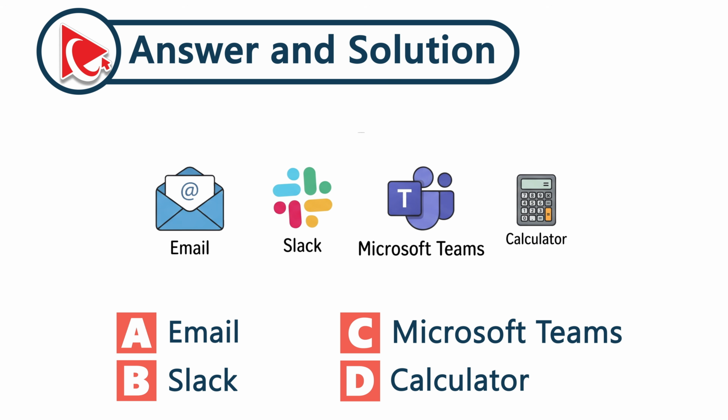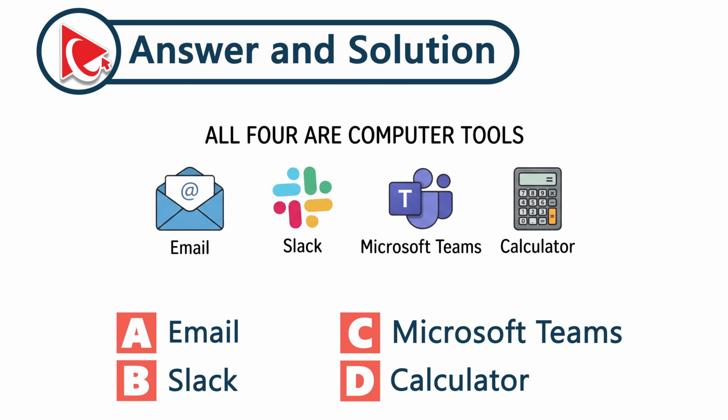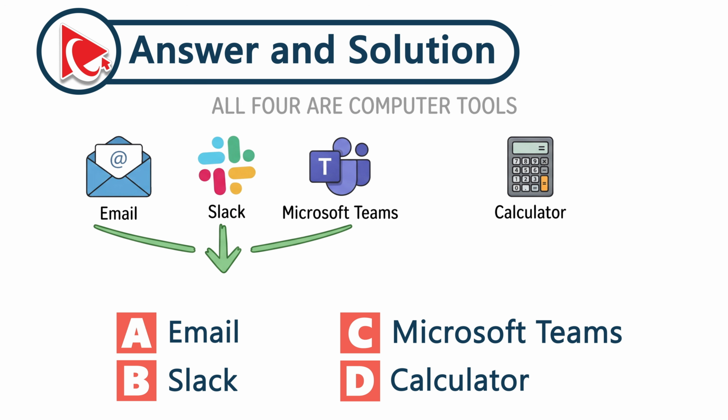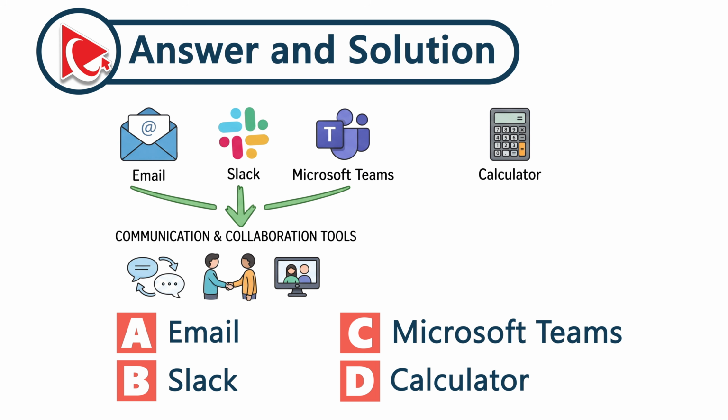What's interesting about this question is that all 4 can be apps or computer tools, but the question is asking for the item that does not belong by function. So what we need to do is look for the shared category. Email, Slack, and Microsoft Teams are mainly used for communication and collaboration. Calculator has a different purpose, so the item outside of the communication and collaboration category is the odd one out, and the correct answer here is choice D, calculator.